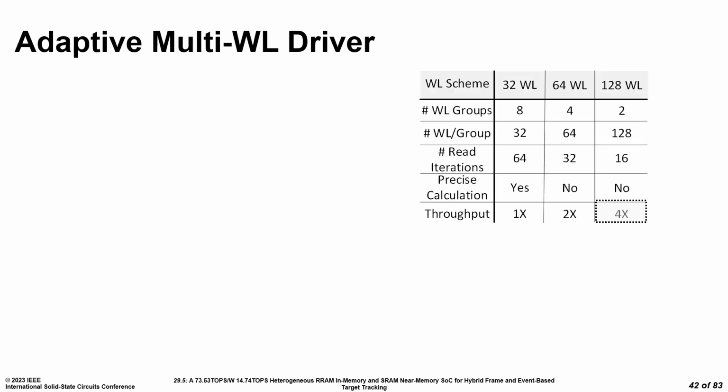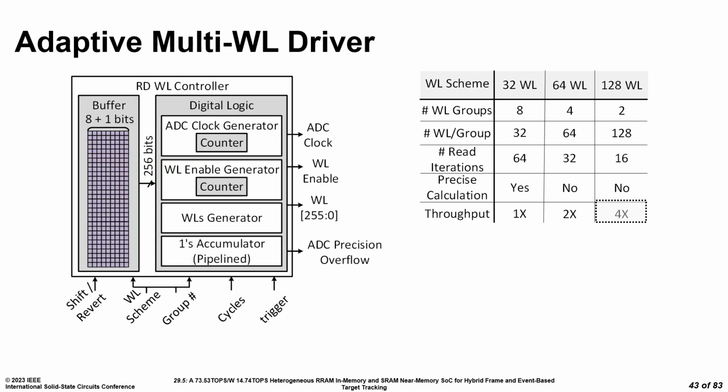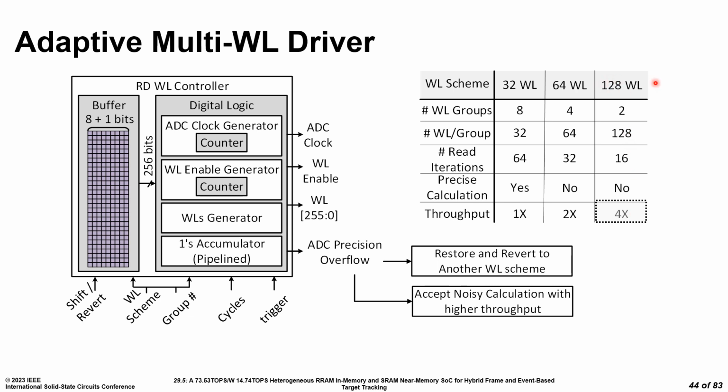An interesting feature of the chip is that the user can dynamically select how many word lines to use. If the user starts with 128 word lines, this allows 4 times more throughput compared to using only 32 word lines. But with a large number of word lines, there are chances of ADC overflow and erroneous computation with variations. So the user can start with 128 word lines for higher throughput. If an ADC overflow is observed, then the user has the option to either continue with erroneous computation or revert back to a lower number of word lines to trade off speed for accuracy.